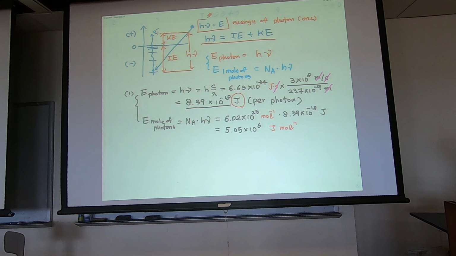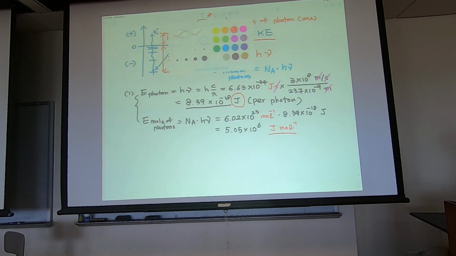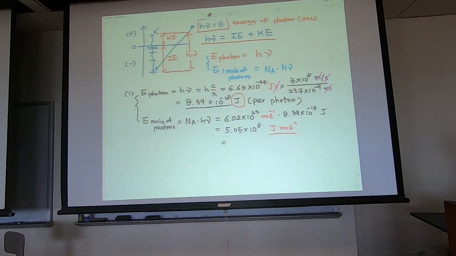So they are different, right? The description is different, and then one is per mole base, and another one actually does not say anything. That means one photon base. And sometimes people like to change the joule into kilojoules. So that's 5.05 times 10 to the 3 kilojoule per mole. So I guess that's the unit.